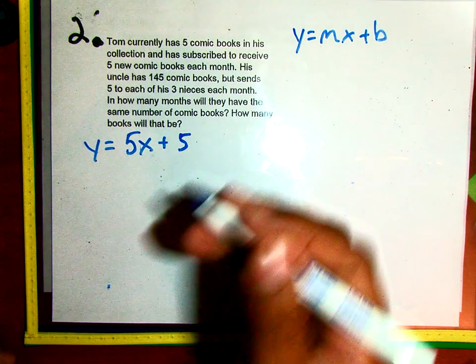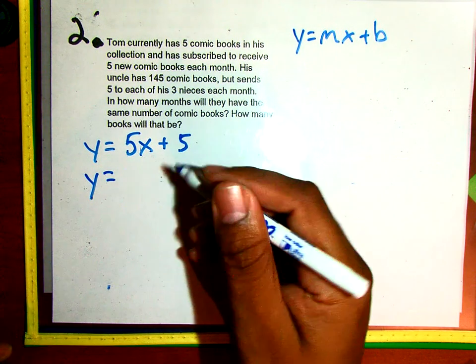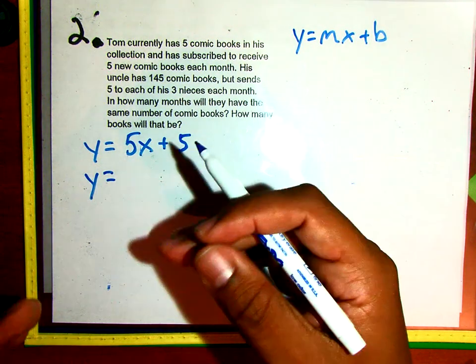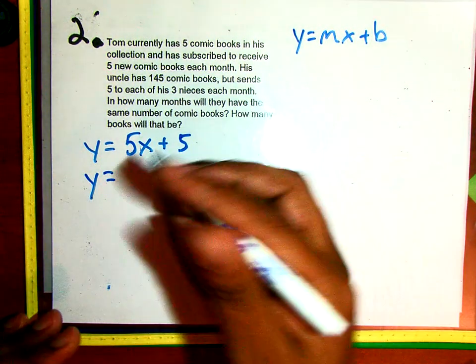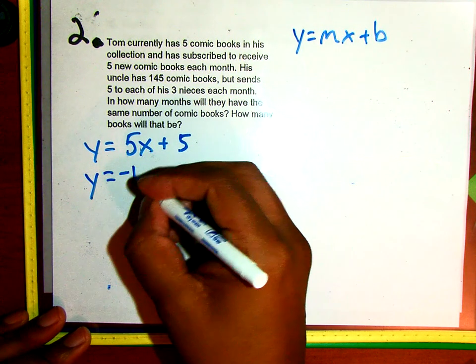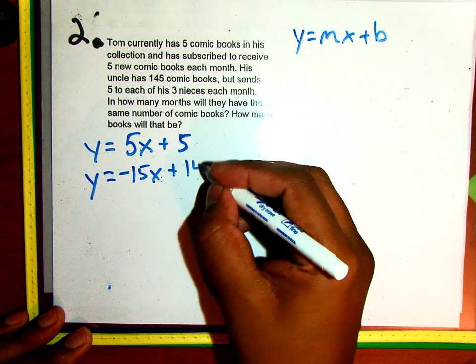All right, now this one's slightly different. We're going to have y is equal to the amount of books that he has going out. So since he's losing books, it's going to be negative. And the amount he has coming out is 15, the uncle. But he started with a whole 145.